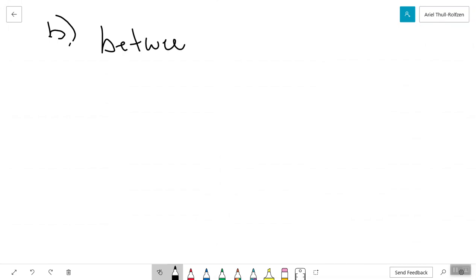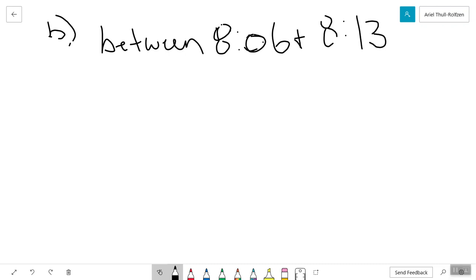So we're going to come up here and solve B. B wants to know, what's the probability that the train is going to arrive between 8:06 a.m. and 8:13 a.m.? So between 8:06 and 8:13.